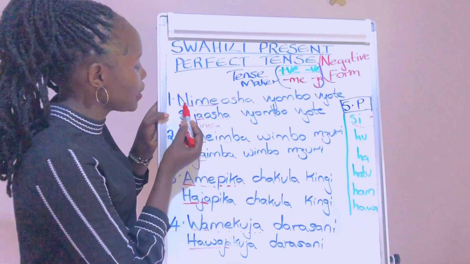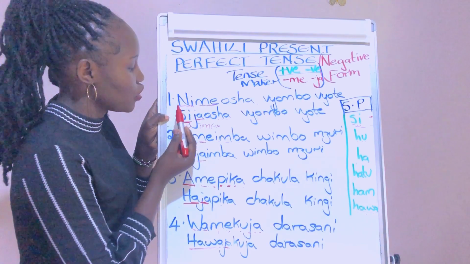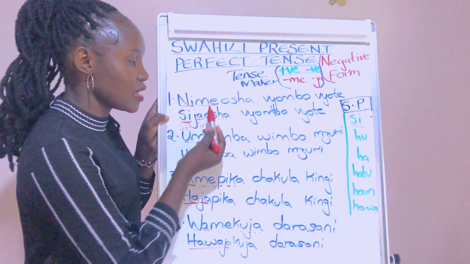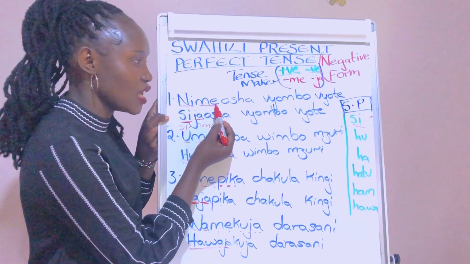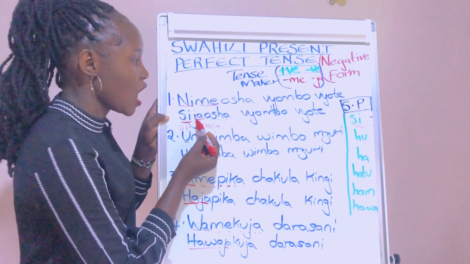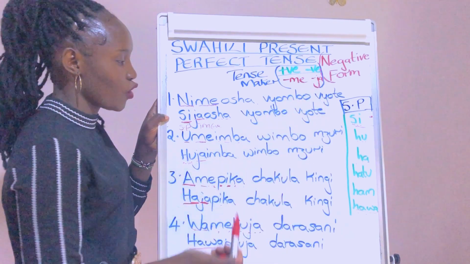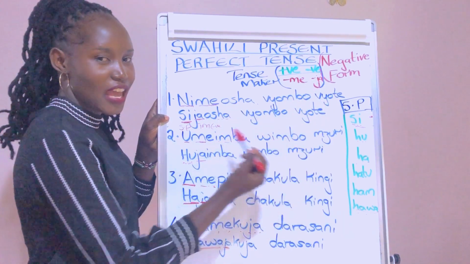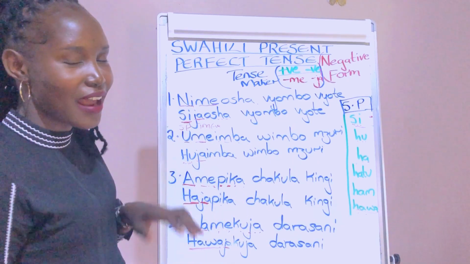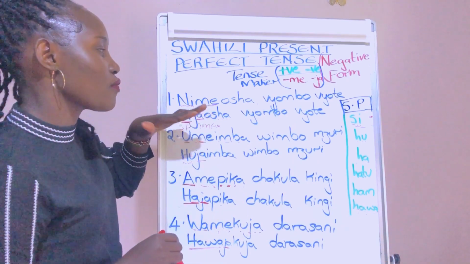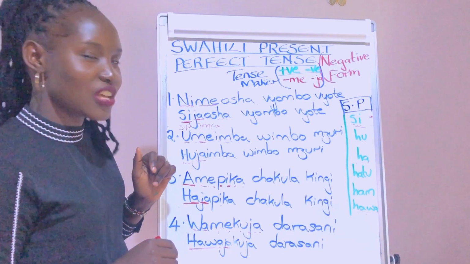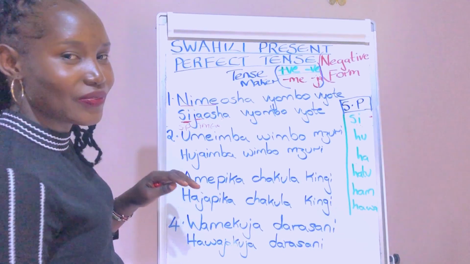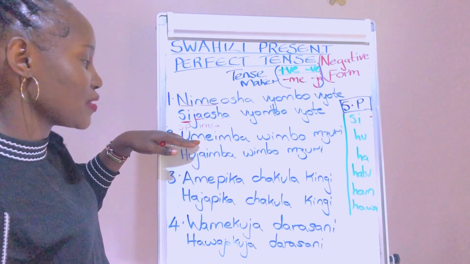As you can see, our ni subject prefix changed to si because this is the negative form, and then our tense marker me changed to our tense marker ja in negative form. Then we stayed with our verb, and the whole sentence changed, but the other words remained. So nimeosha vyombo vyote. Sijaosha vyombo vyote.